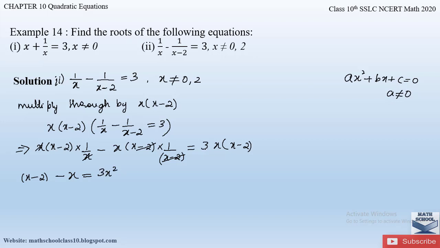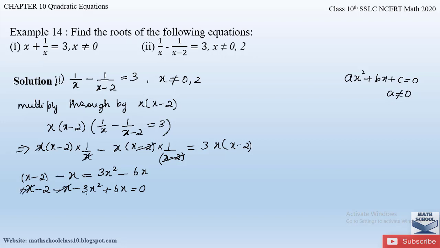So then 3x into minus 2 will be minus 3 2s are 6x. Okay, now let us open the brackets here. So we will get x minus 2 minus x. Let us bring this 3x square to the left hand side. So it will become minus 3x square, and minus 6x will become plus 6x is equal to 0. So here if you observe, this is plus x and this is minus x, which will get cancelled.